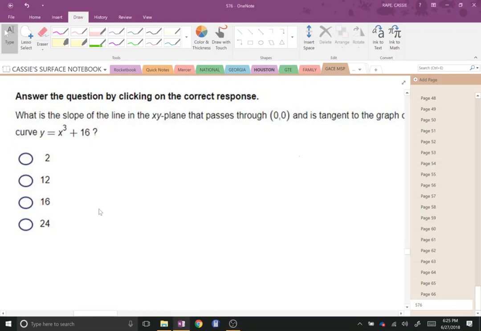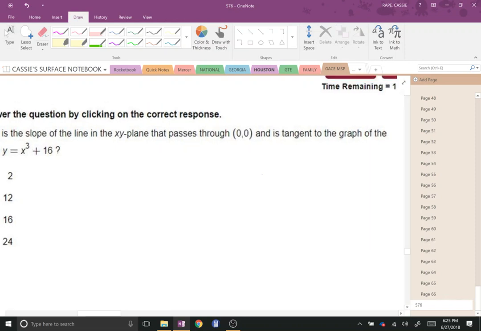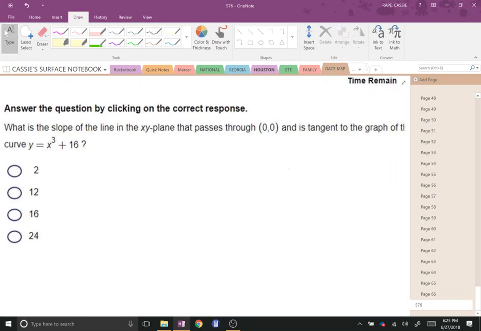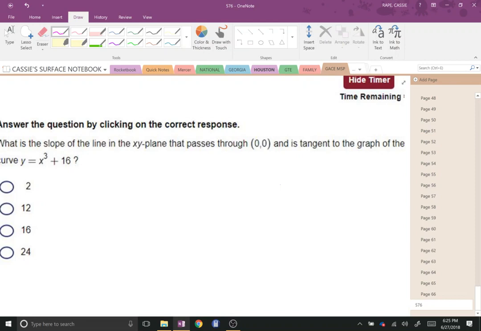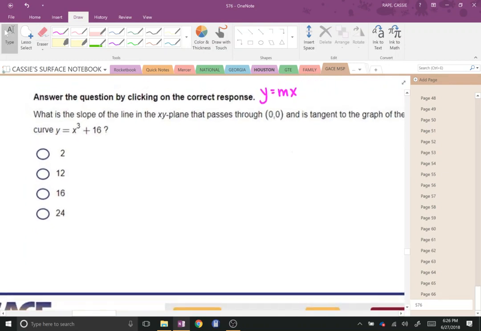This is going to be question number 36. It asks, what is the slope in the xy plane that passes through the origin? By the way, any equation that passes through the origin is kind of like direct variation. It's going to have y equals the slope times x, and there's going to be plus 0, but you wouldn't write that. And it's tangent to the graph of the curve y equals x cubed plus 16.